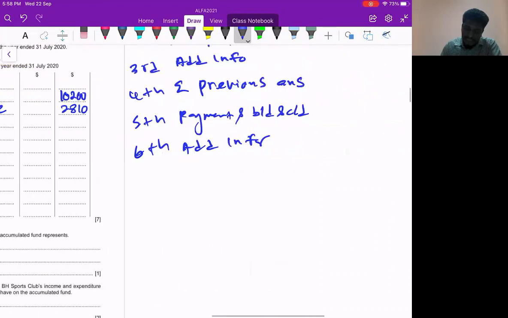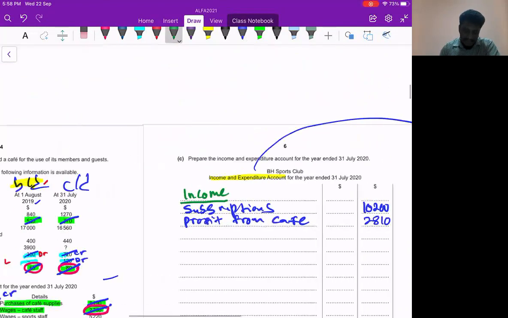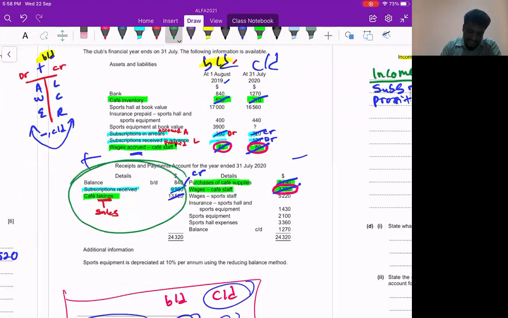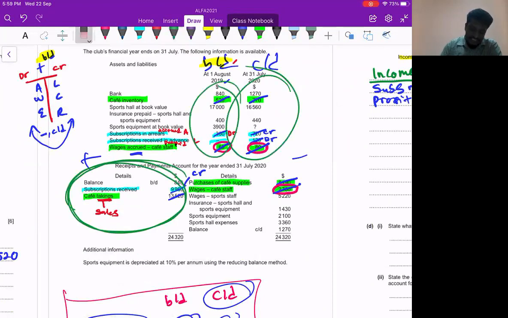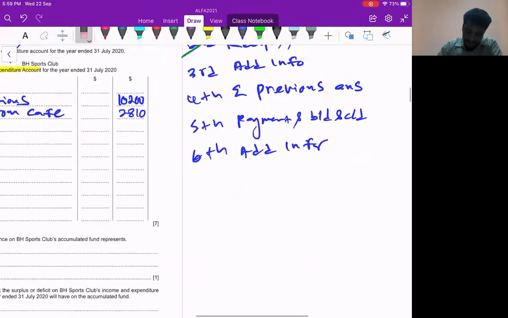Okay, once I'm done with the previous answer, then I go to the receipt, balance BD, balance CD. Where's my receipt? This is my receipt, balance BD, balance CD. Check, do you have any income or not? But actually I see this subscription receipt, I already calculated the subscription for the year right here. The sales, I already put in the trading account and wrote here in profit. So nothing. And BD and CD, do you see any income? Bank is not, cafe inventory, no, sports hall insurance is expenses, sports equipment is an asset. Nothing.